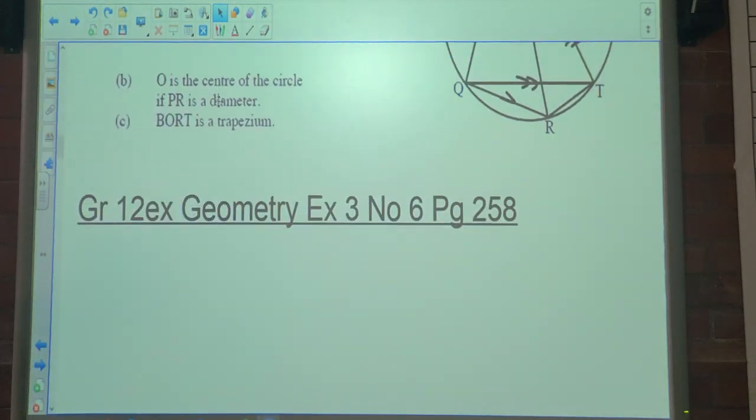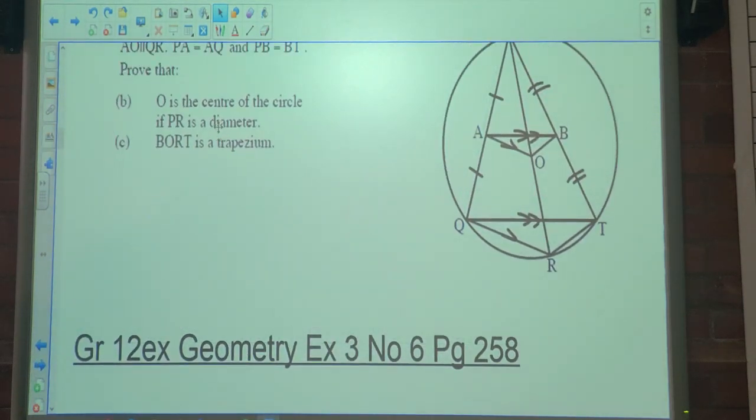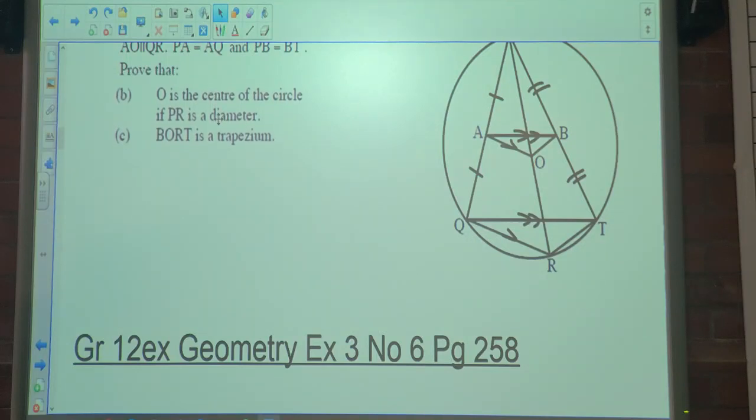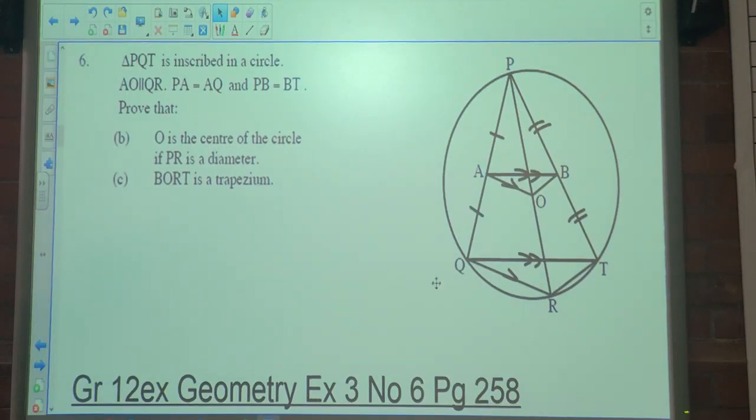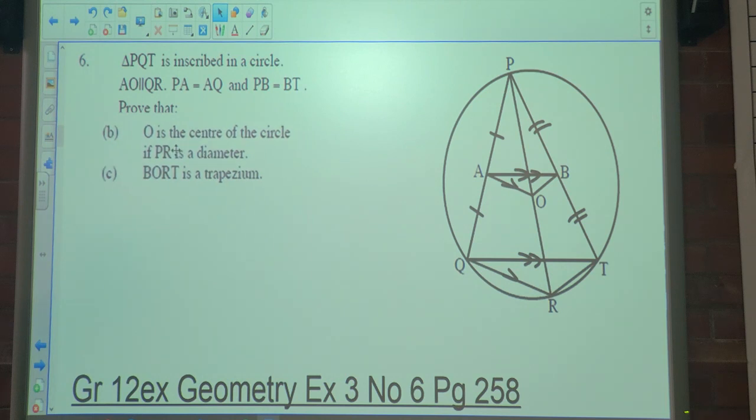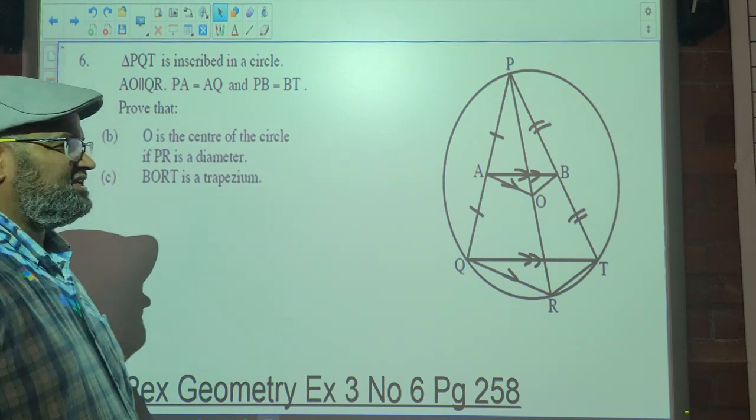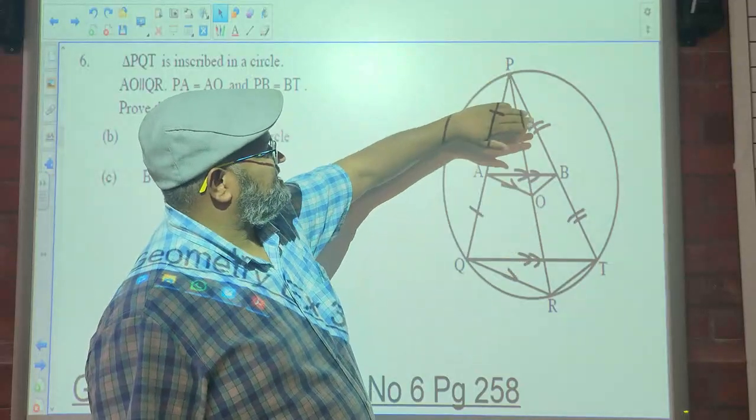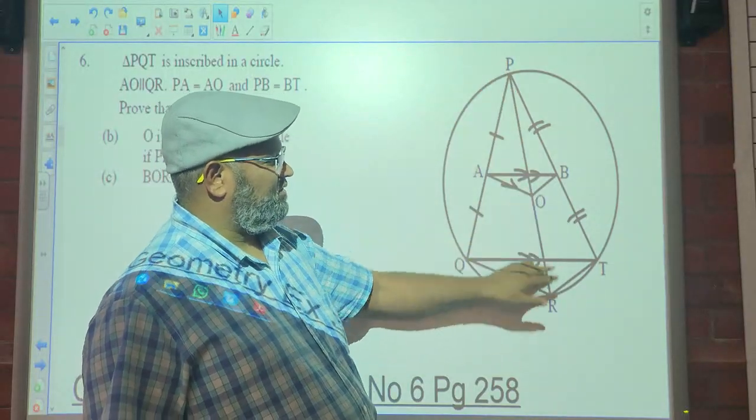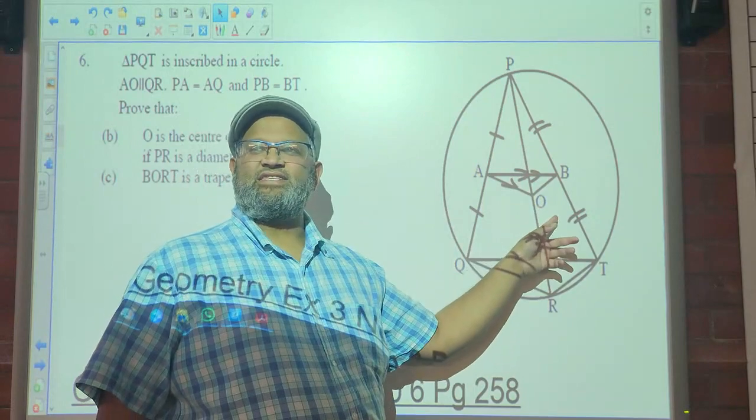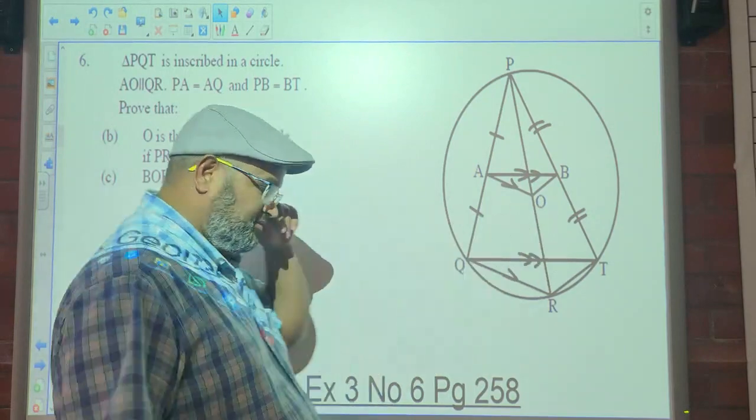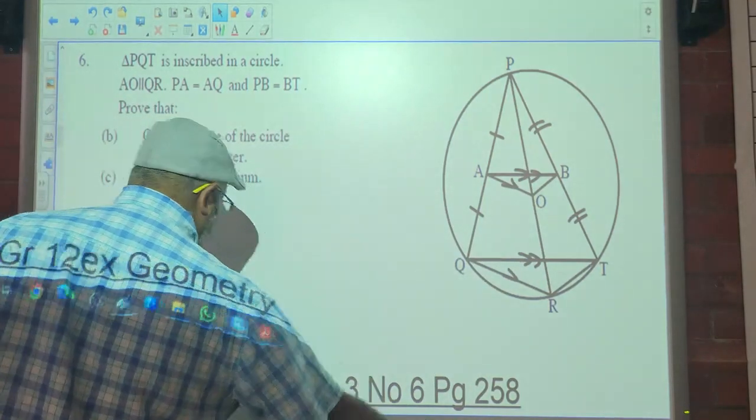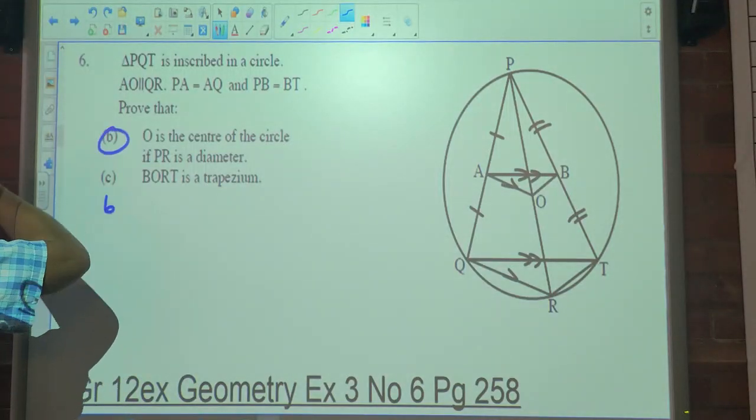Let's look at question B. Prove that O is the center of the circle. I just assumed it was the center of the circle. You see what I did earlier? My mistake. You could not have just said that PO is equal to OR. Why not? They didn't tell us O is the center of the circle. Okay, my mistake there. Because now they want you to prove that O is the center of the circle.